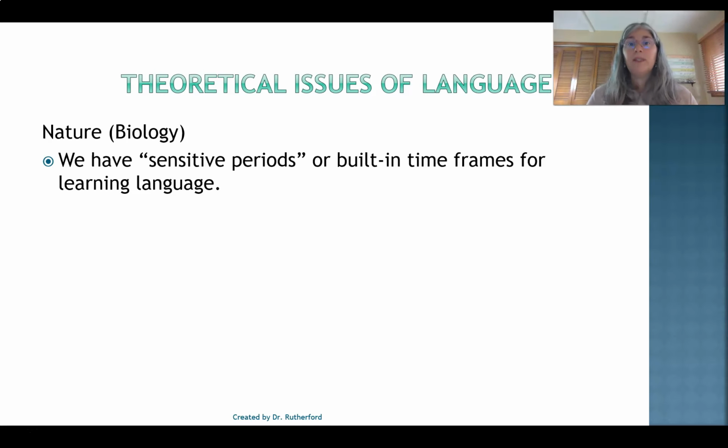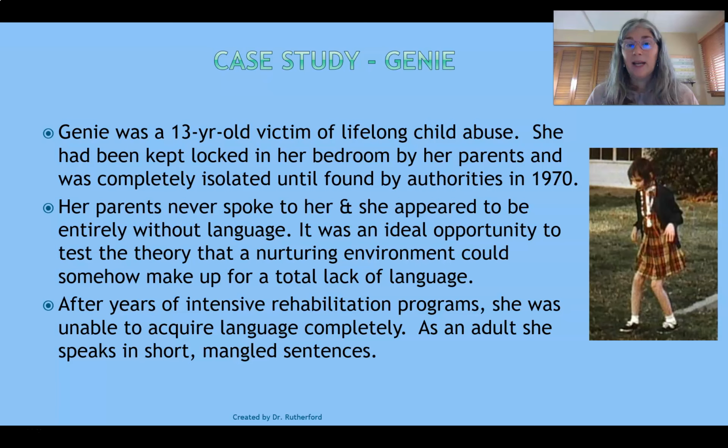Okay, so continuing with this idea of the influence of nature or biology on language acquisition, language development. We also know that we have sensitive periods, is what we call them, or built-in time frames for learning language. Now, one of the ways that we know that is through sometimes case studies such as Jeannie. So this is a very heartbreaking study. Jeannie was 13 years old when she was discovered. Up until that point in her life, she had been subject to incredible abuse and neglect.